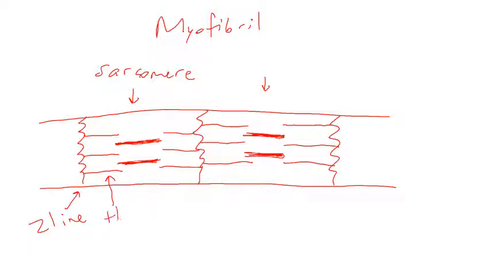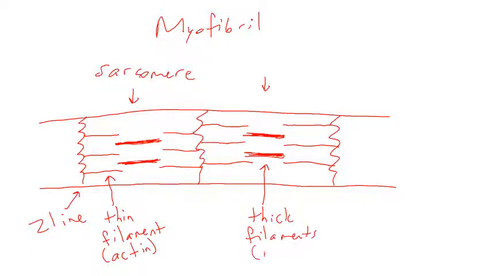Okay, so now let's label these. Thin filaments. Thin filaments are made up of the actin protein. And the thicker ones are the thick filaments. And the thick filaments are made up of myosin. These thick filaments are held in place by a connective tissue called the M-line.